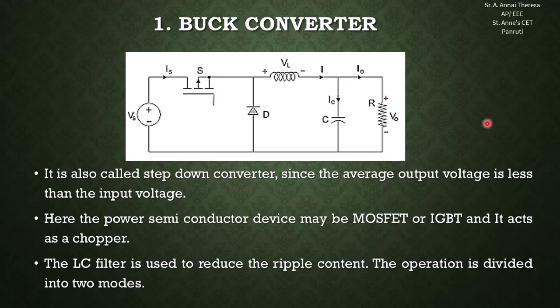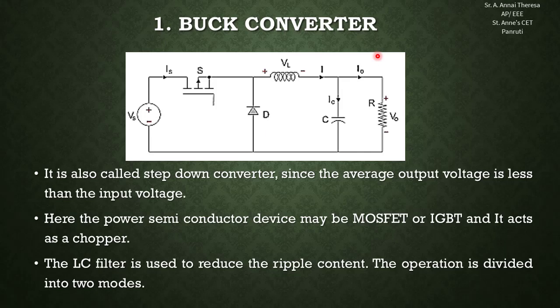In this power electronics session, we are going to see the first type of switched mode regulator, that is the buck converter. So this is the buck converter. This buck converter is also called a step down converter, since the average output voltage is lesser than the input voltage. Here, as a switch we can use either a BJT, MOSFET or IGBT. This device is acting as a chopper here, and the LC filter is used to reduce the ripple content. The operation of this buck converter is divided into two modes.